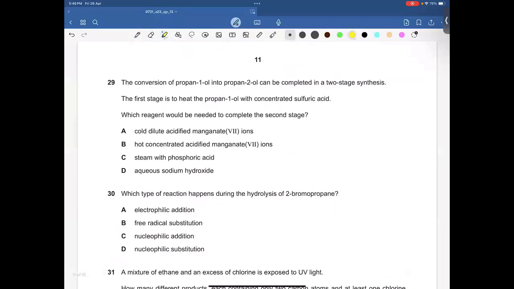The conversion of propan-1-ol into propan-2-ol can be completed via a two-stage synthesis. So I need to convert propan-1-ol into propan-2-ol via a two-step synthesis.